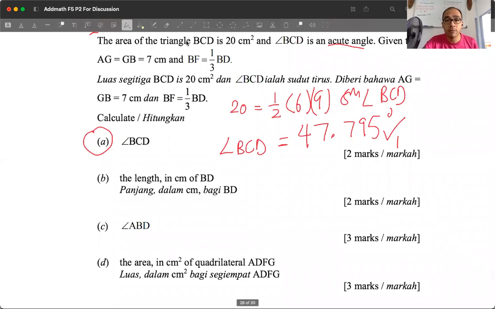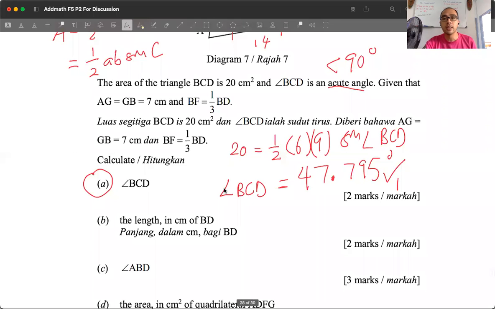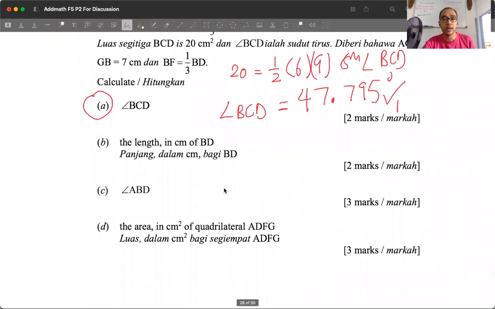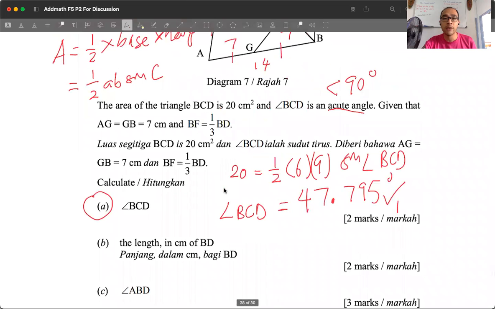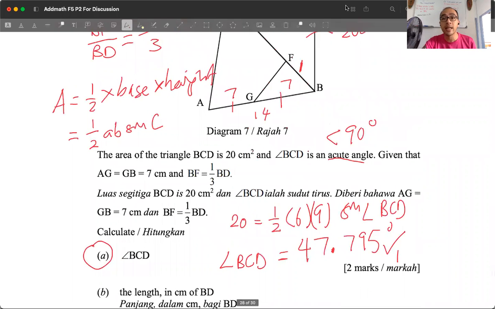If I write 47.79, I won't accept it because I already said 3 decimal places. Okay, so if you forget what I said, then it's not my fault. It's your fault if you forget what I said or you ignore what I said. Or you say yes sir, I understand, but in the end you didn't do it. It's not my problem. I already said this. It is the standard.